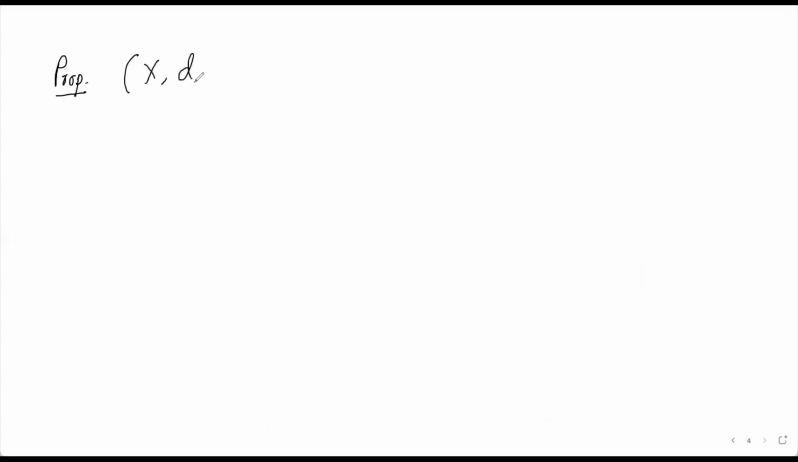Now we state as a proposition: X comma d sub norm is a metric space. Now we prove this proposition. So basically we show that this function d sub norm satisfies three axioms of distances.